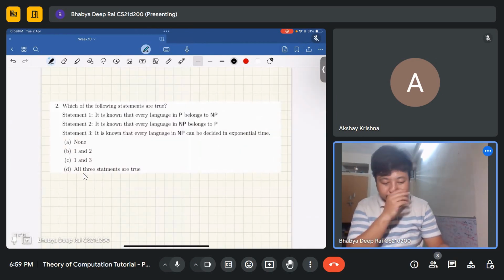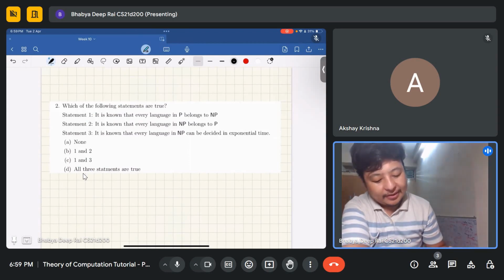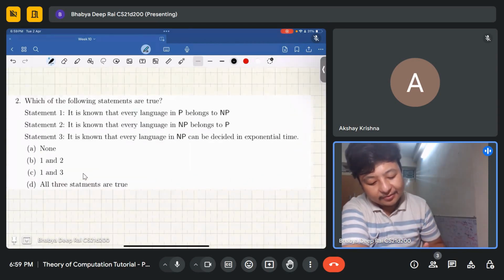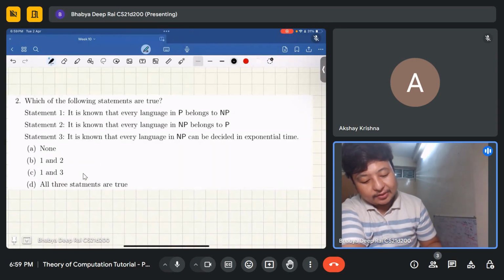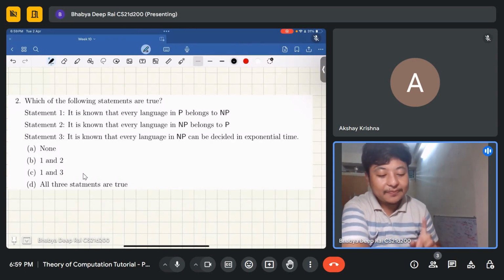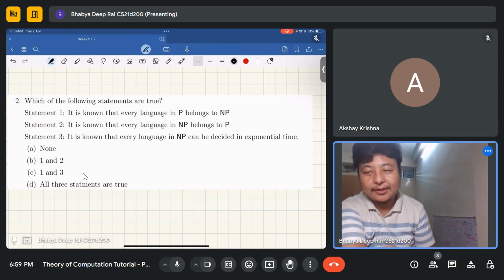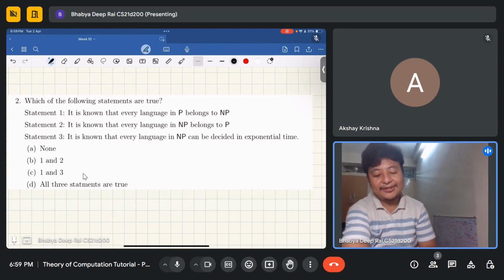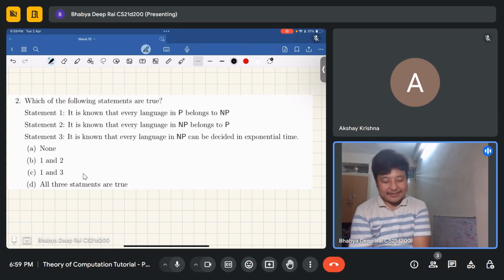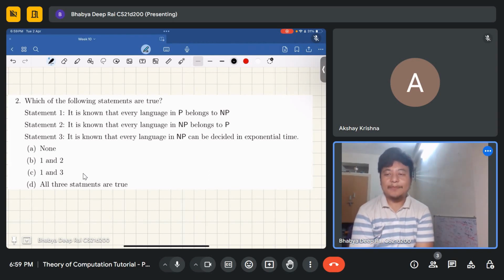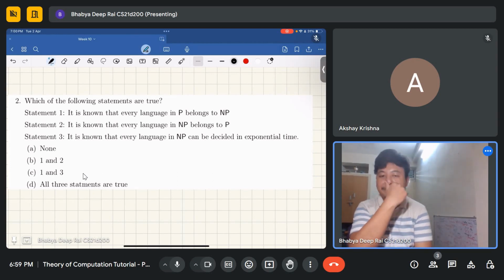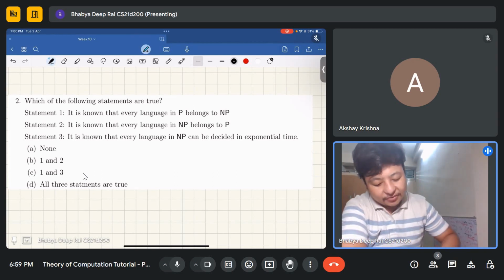Now, here is a nice warm up on P and NP and so on. So the question says, it is known that every language in P belongs to NP. Which of the following are true? Statement 1 says it is known that every language in P belongs to NP. Statement 2 says it is known that every language in NP belongs to P. And statement 3 says it is known that every language in NP can be decided in exponential time. So which of these are true?